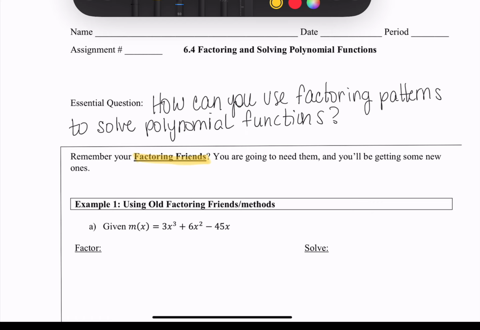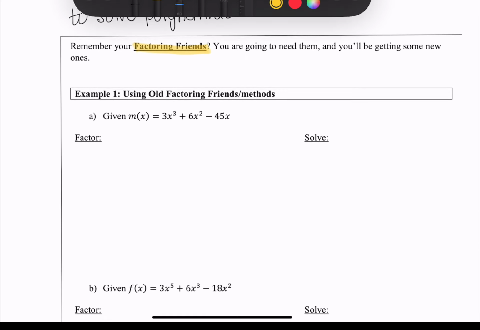factor any polynomial function. So our first example, we are given a function m of x, and it is a trinomial. And the first thing I'm going to do is factor it. Then I'll solve it. Once I have it in factored form, it's going to be really easy to use the zero product property. So I'll go to my first friend, greatest common monomial. Can you help us out?